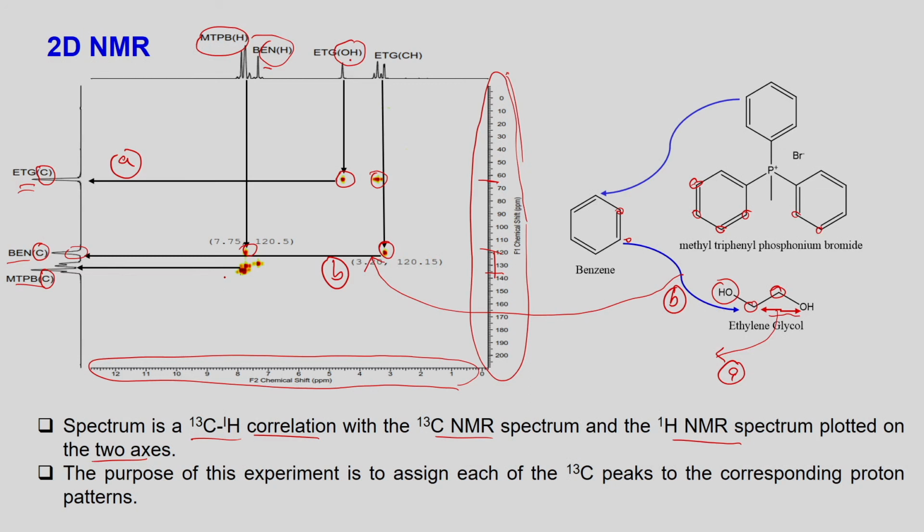Now, the third one is this one, 7.75. The protons of both the phenyl and the benzene are connected with the carbon atom of the phenyl ring of the methyl triphenyl bromide molecule. So, in the same way, this is C here. All the aromatic group hydrogen atoms are related with the proton. So, this is what you understand: how they are bonded, or what sort of hydrogen bonding there is, or how they are linked to each other.